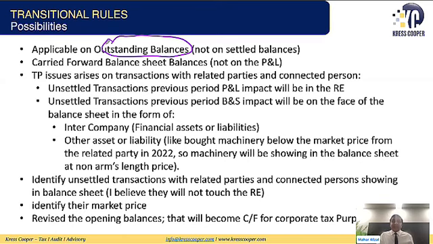Unsettled transactions' previous period balance sheet impact will be on the face of the balance sheet, in the form of intercompany, financial asset, financial liability, or any asset or liability as well. Like I already gave you an example, one party bought machinery below the market price from the related party in 2022. So the machinery will be showing in the balance sheet at a non-arm's length price because it has been bought below the market value.